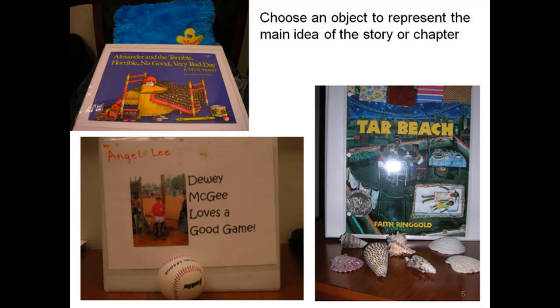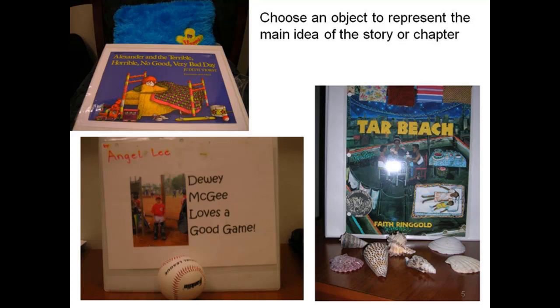It is not always possible to represent what the story is about with an object. If you cannot, then choose something from the front cover. For example, top left is Alexander and the Terrible, Horrible, No Good, Very Bad Day. Unless you have a boy doll, it would be hard to represent the main idea of this story. We chose to use a pillow since there is one on the cover.